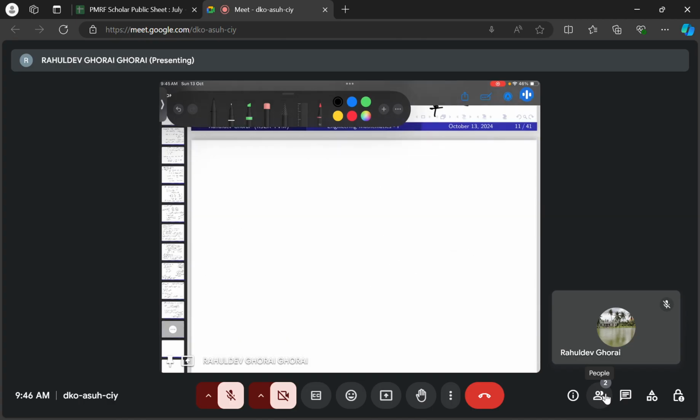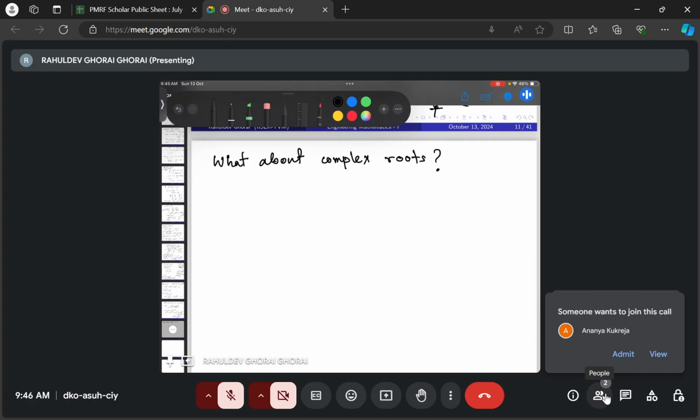So the question turns out, what about complex roots? So far we covered real roots which are distinct and repeated. When you have complex roots, let us keep this part mainly theoretical.